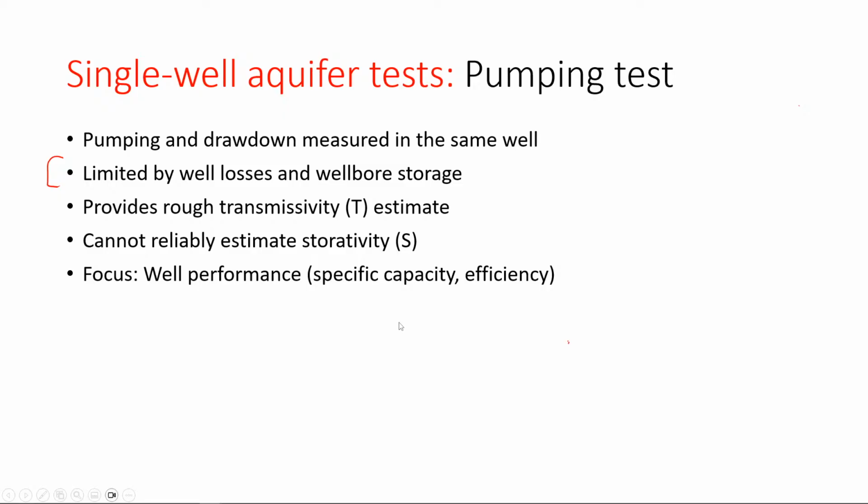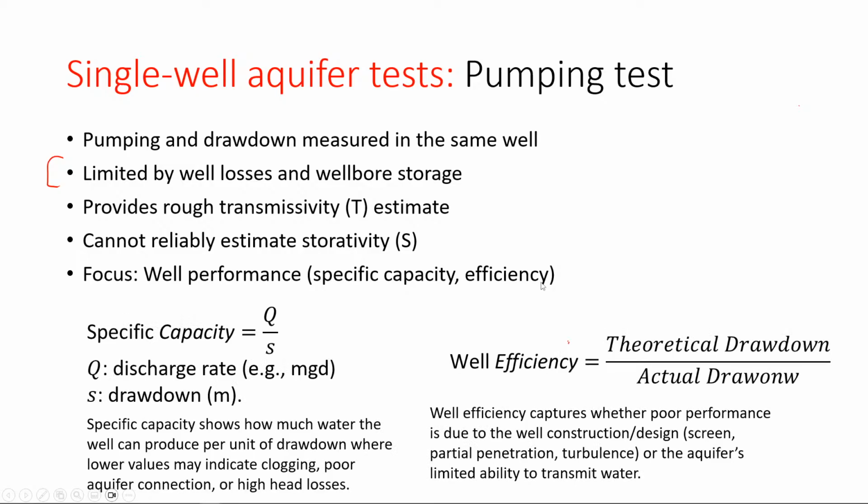But the focus is, if you're doing an aquifer test using a single well, you can estimate a specific capacity and you could estimate efficiency. So we talked about specific capacity. Specific capacity shows how much water can be produced per unit drawdown, where a lower value may indicate clogging, poor aquifer connection, or higher head, as this value gets lowered over time.